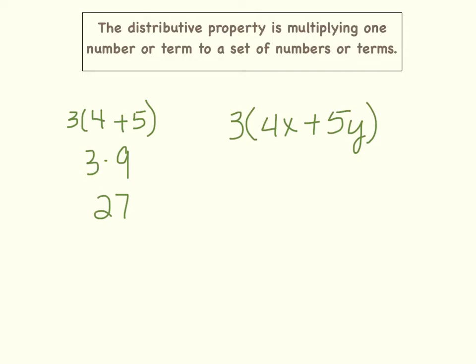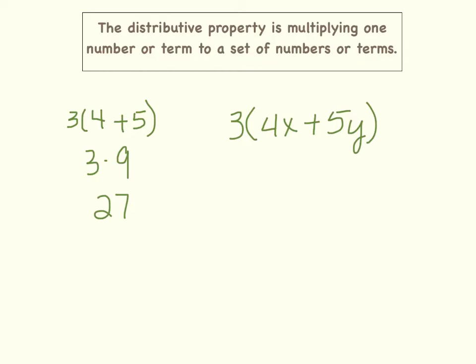Now, using the distributive property, I am taking the number 3 that is on the outside of the parentheses, and I am multiplying it to each term inside the parentheses. That's what I meant when I said that you're taking a number or term and you're multiplying it to a set of numbers or terms.